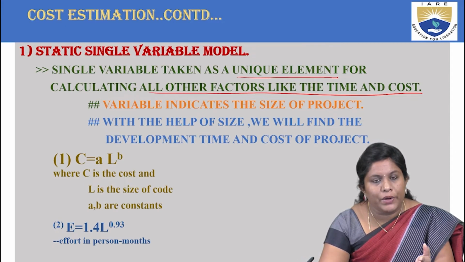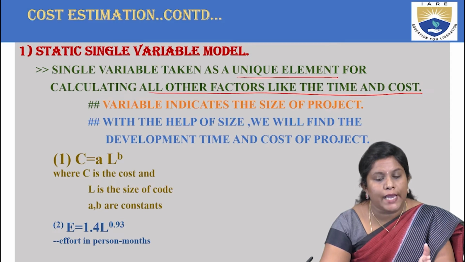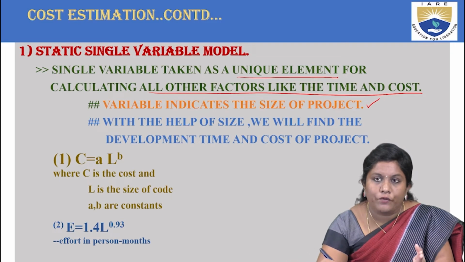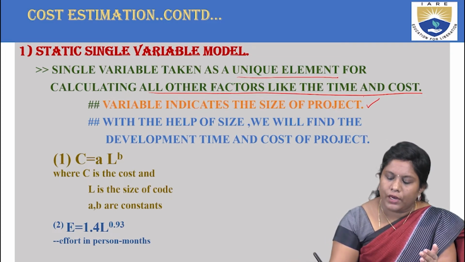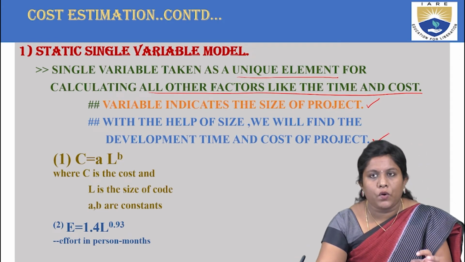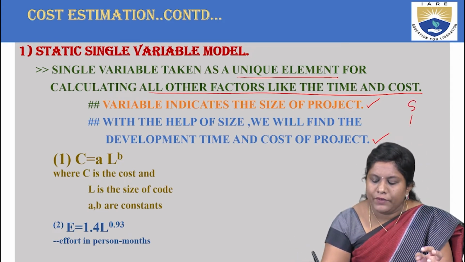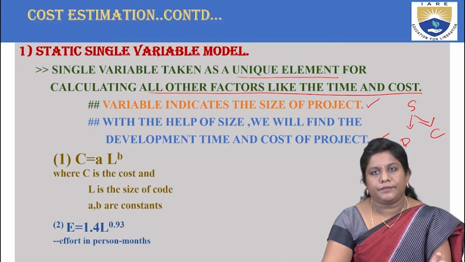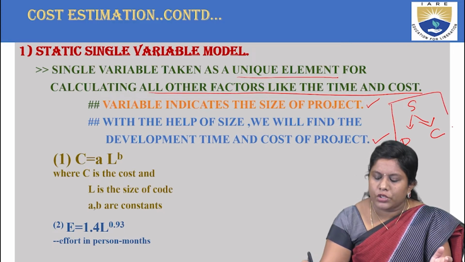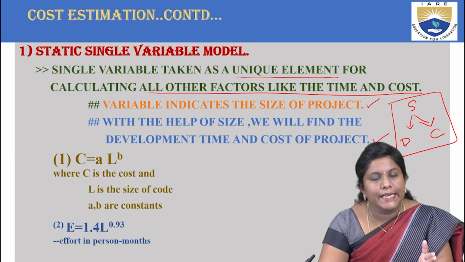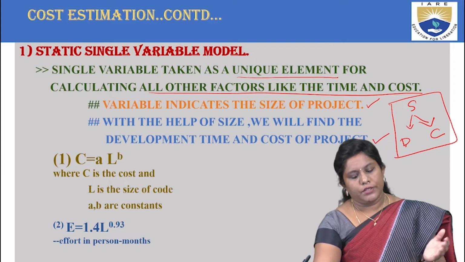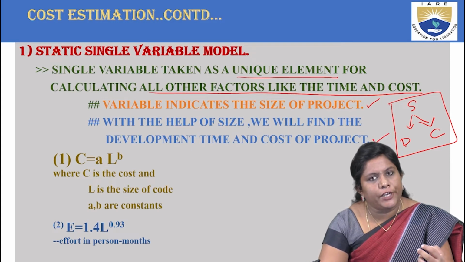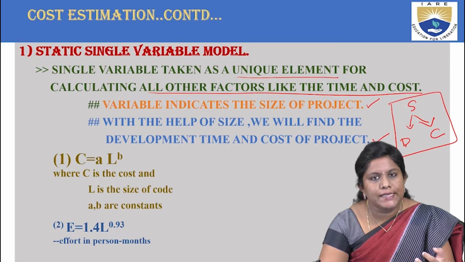And what else does it do? This variable, whatever you are trying to take, is talking about the size of the project. Now, with the help of the size, we will find out the development time and the cost. So once the size is known, we will be able to calculate the development time and the cost. So this is the complete focus of this particular static single variable model. Fine. Now, there are some formulas involved in this model for us to calculate the things and get the output.